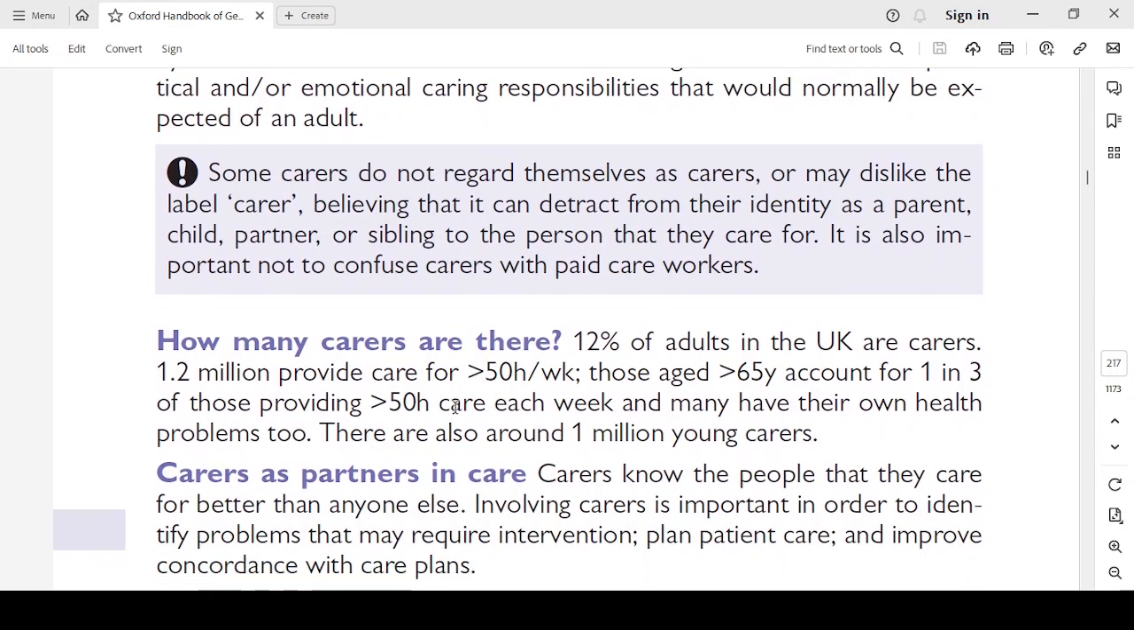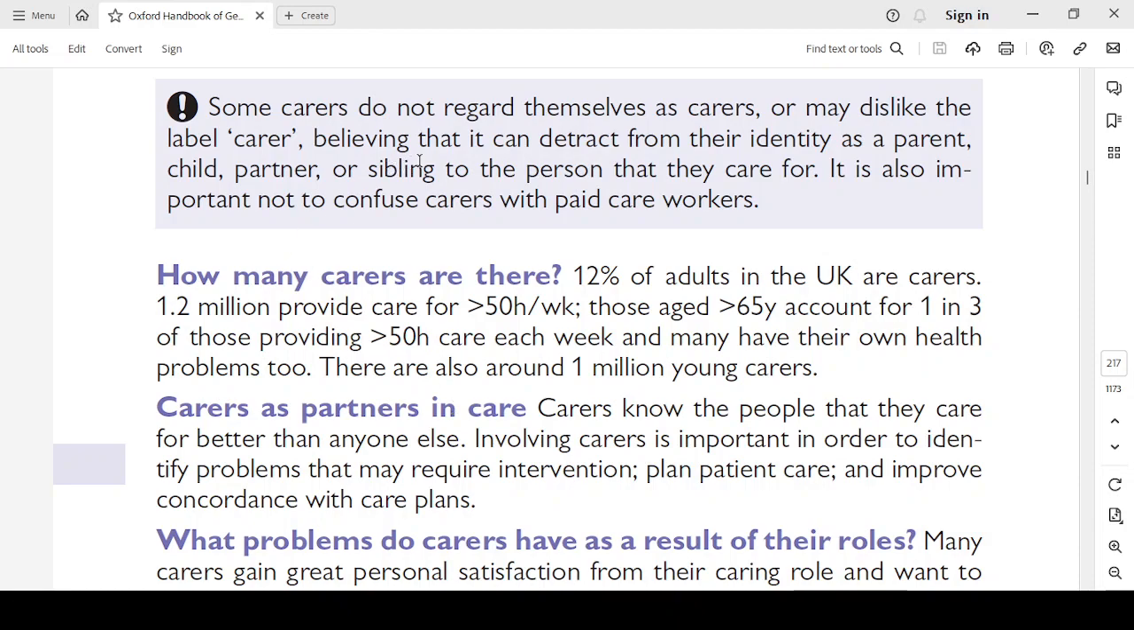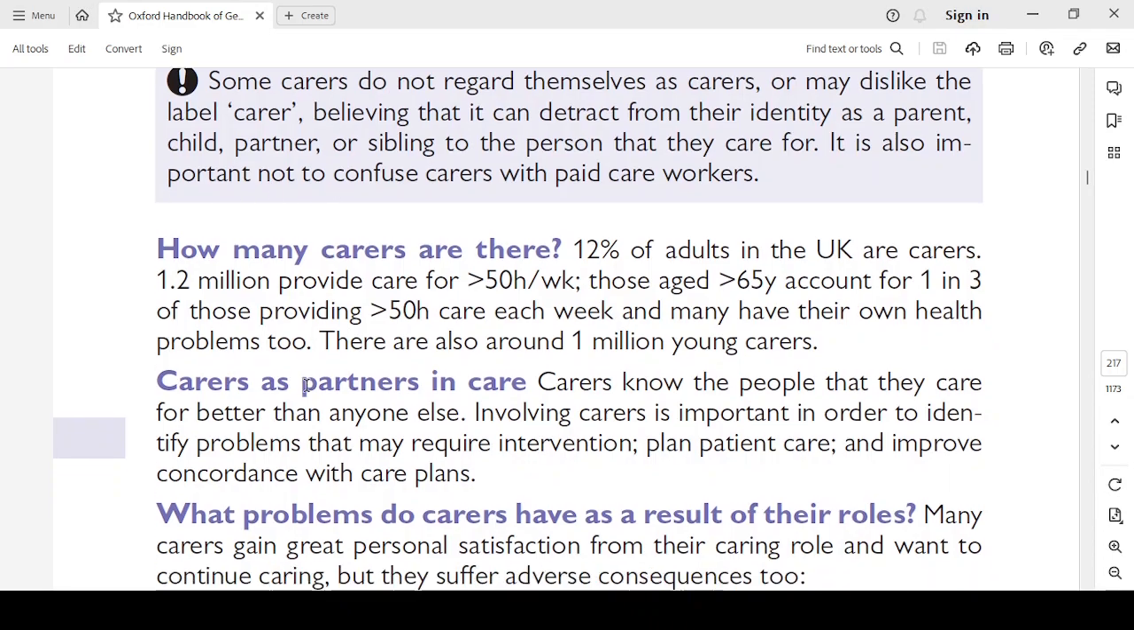Some carers do not regard themselves as carers or may dislike the label carer, believing that it can detract from their identity as a parent, child, partner or sibling to the person they care for. It is also important not to confuse carers with paid care workers.